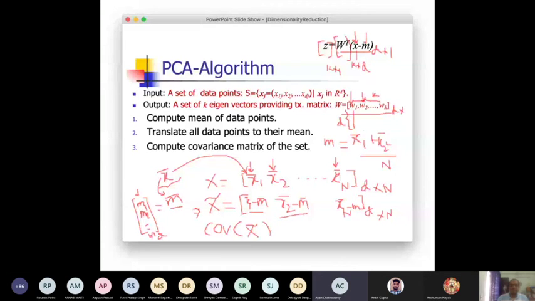X tilde into X tilde transpose by n, right? Yeah, by n. That is the covariance matrix. Is it understood?